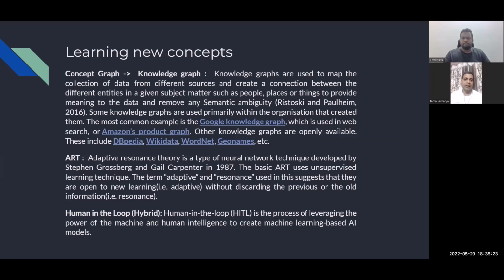As you can see, there are three things in the new learning concept, how a model learns. There has been some research done where there's something called knowledge graph, something called ART, and something called human in the loop. I'll come to that one by one.